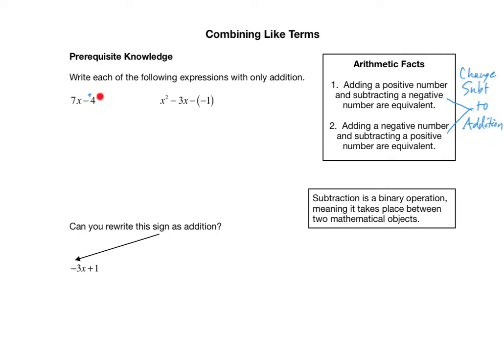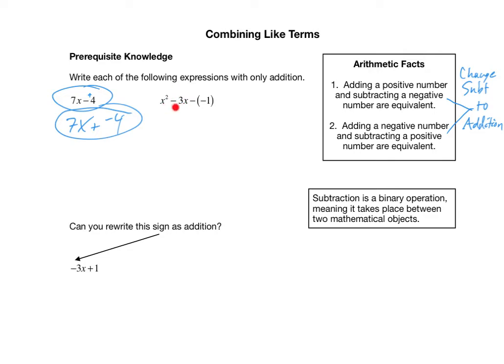Well, we're subtracting a positive number, which is here, that is equivalent to adding the negative version of that number. So instead of subtracting positive 4, we want to add negative 4. So this is the same thing as 7x plus negative 4. These two expressions are exactly the same. This one's written with subtraction. This one is written with addition. Let's do the same thing over here.